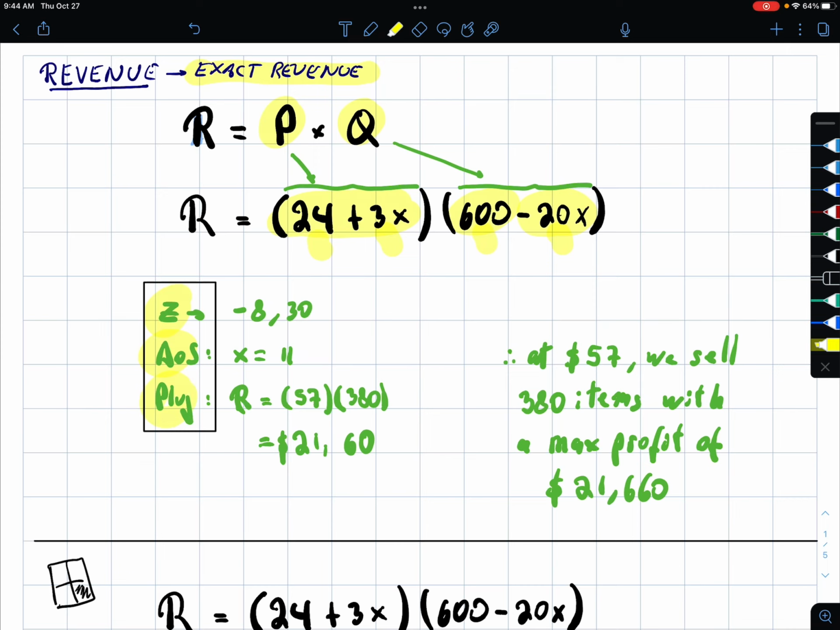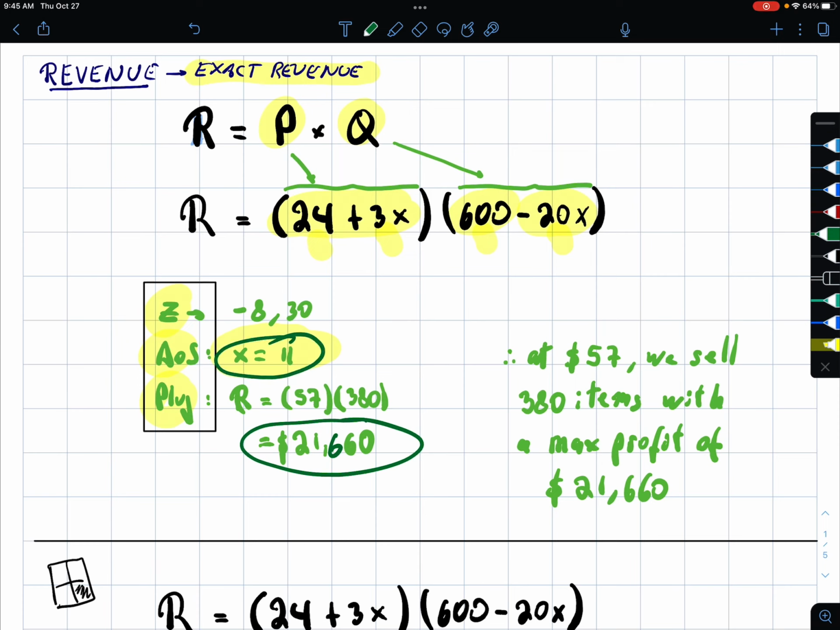Zeros, axis of symmetry, plug it back in. We figured out that the zeros from the two brackets were -8 and 30, and that the axis of symmetry was 11. I want you to remember this number, x equals 11. And then when you plug that back in, you got that the price was 57, the quantity was 380, and that the final answer, oh, I'm missing a zero here, a 6 I mean, 21,660, and that's the other number I wanted to remember. So I want to remember this number and that number.